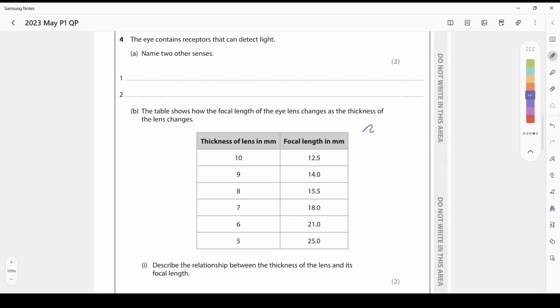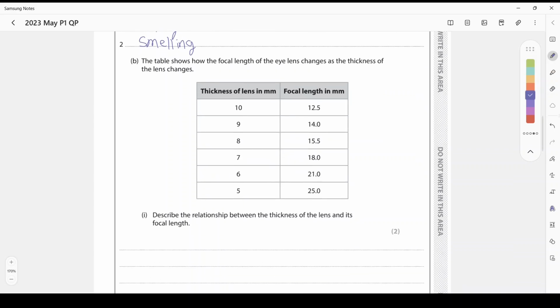It says the eye contains receptors that can detect light. Name 2 other senses. So this is referring to your 5 senses, right? Seeing, touching, hearing, tasting, and smelling. So we can name any of the 2. So let's write tasting and smelling.